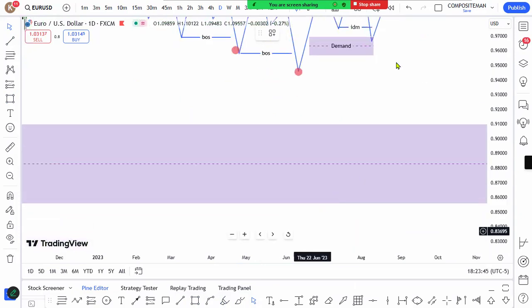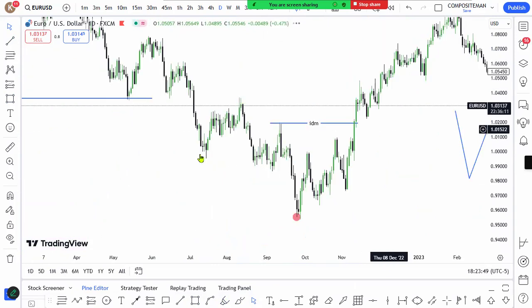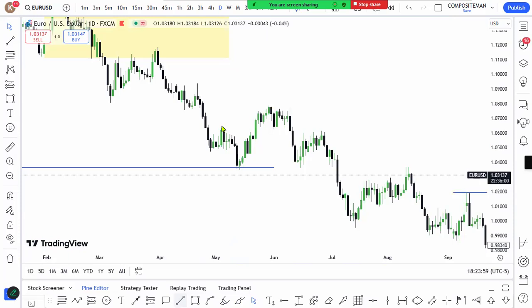So when you look at this market structure from here on the daily time frame, we can see that previously it has been pushing to the downside. Look at this inducement.